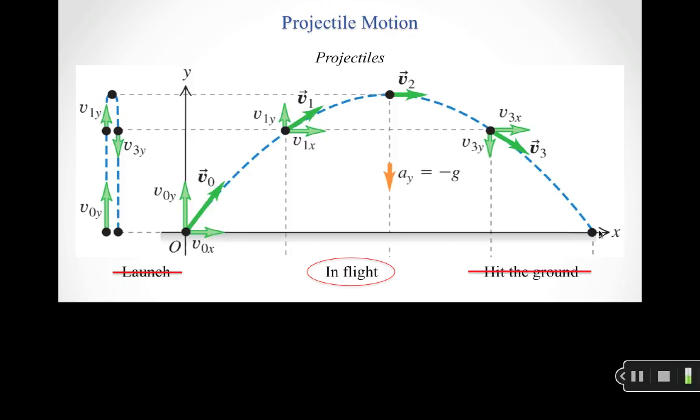So that's something we're going to work on, and we're going to do some things in class to hopefully make sure that that comes across clearly. So our projectile motion problems are only when the object is in flight. The launch piece, that's a different piece. Hitting the ground, that's a different piece. We just care about the in-between. That's what our projectile motion is.